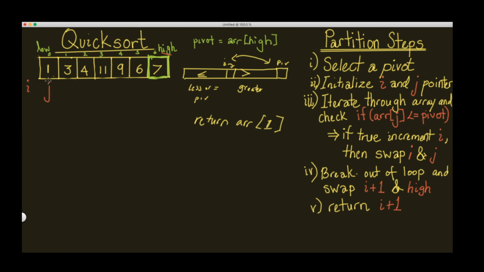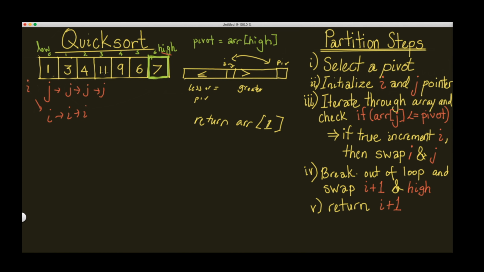So we check 1 here. That is less than or equal to our pivot. So we increment I, and then we would perform an in-place swap. And we increment J, and we see that the condition is true again. So we increment I, and that's just an in-place swap. The same thing happens with the 4. We increment I, we do an in-place swap. Then we iterate J.